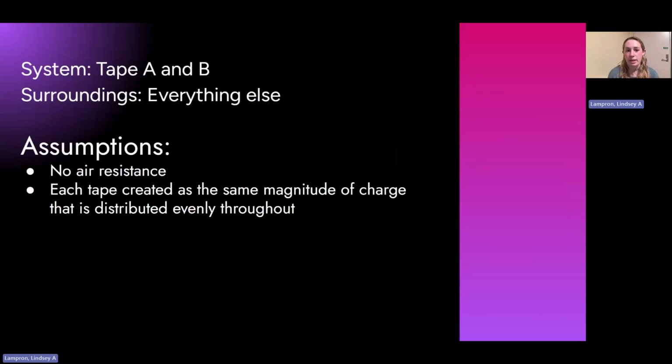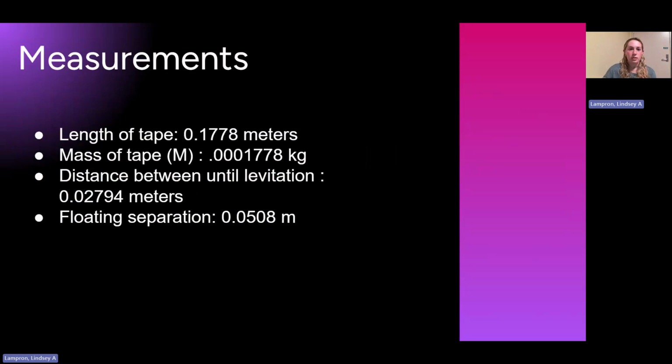So our system is tape A and B, and our surroundings is everything else, which can allow us to set the gravity force and electric force equal because net force would be 0. And our assumption is that there's no air resistance and that each tape created has the same magnitude of charge that's distributed evenly throughout. So here are the measurements that we collected, same as the first lab.